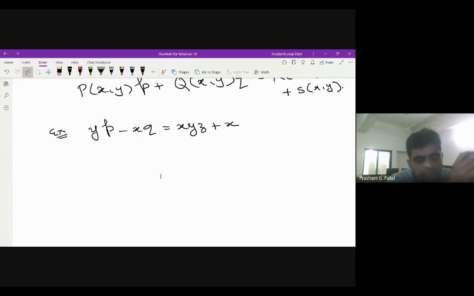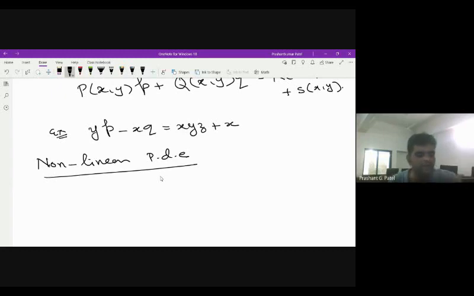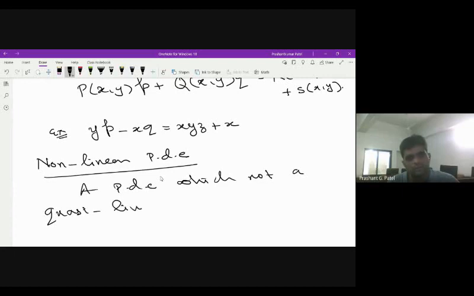And the p.d.e which is not quasi-linear is called a non-linear differential equation. So the next definition is the non-linear p.d.e. In short, a p.d.e which is not quasi-linear is said to be non-linear.